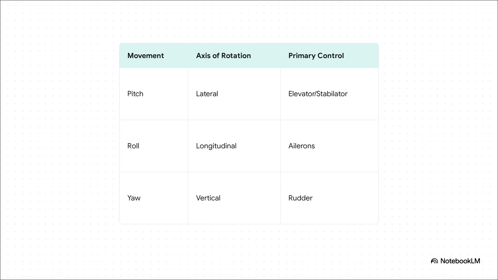You've got 3 basic movements. First, there's pitch. That's the nose tilting up or down. Then you have roll, with the wings banking left or right. And finally, yaw, which is the nose swinging from side to side. And each one has its own special control surface.